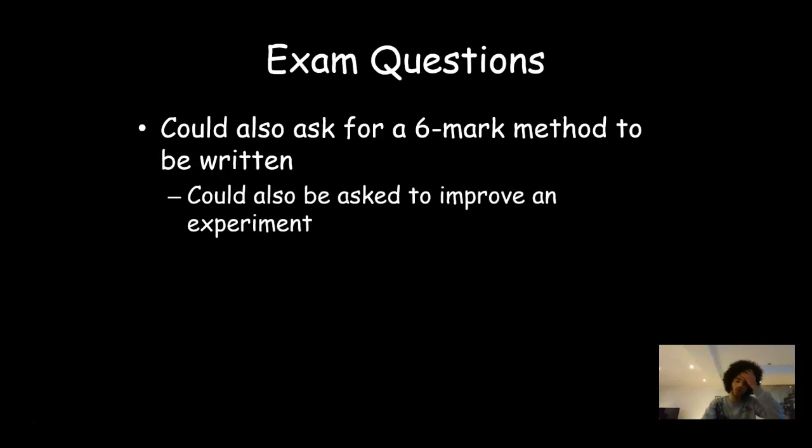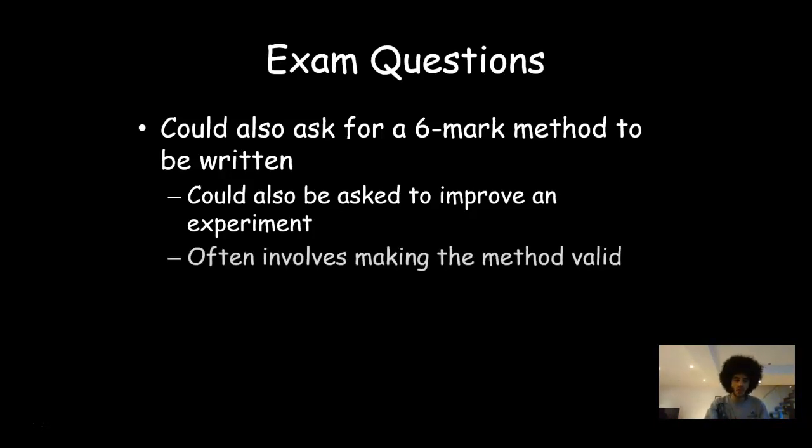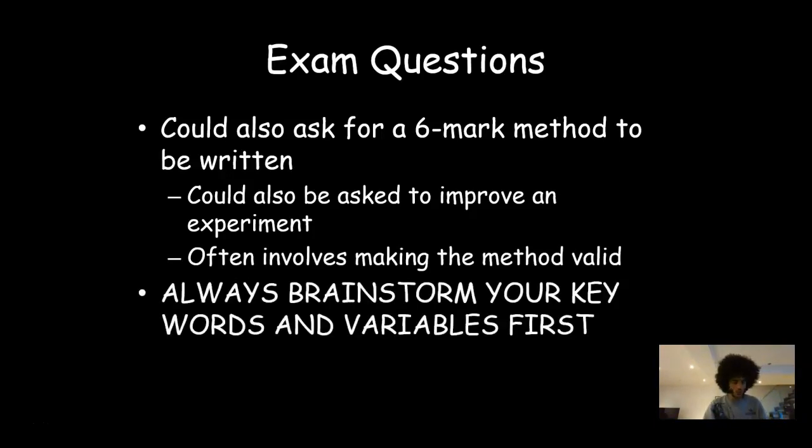What they might also ask you to do is improve an experiment. So they might give you basically a terrible experiment of like 2 lines and say improve it. And if they do that, it often means making the method valid. And when you're doing this, there's basically a couple of things you always have to do. Always brainstorm your keywords and always brainstorm your variables. So for example, always think about what is my independent variable, what is my dependent variable, and crucially, what are my control variables? Now, control variables is probably the most important one because it harks directly back to the idea of making it valid. So think about what volumes of solutions you need.